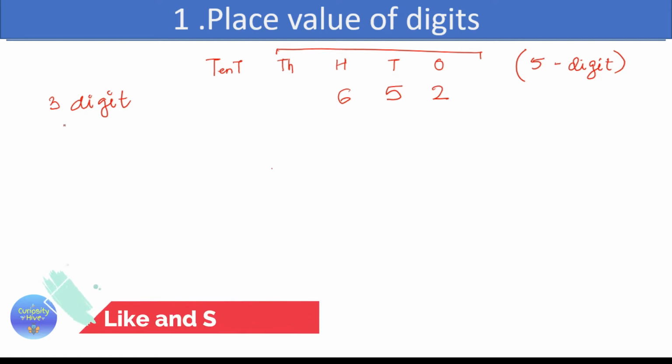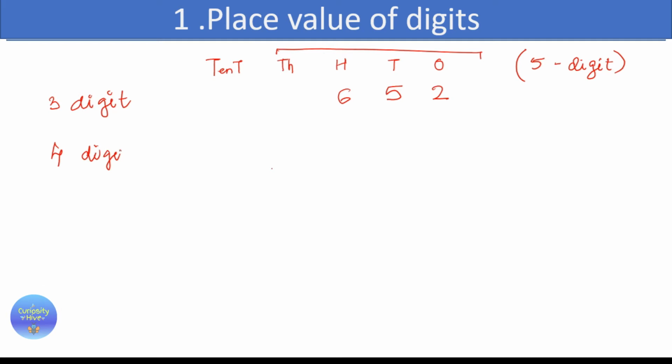Let's go to a 4-digit number. So here I have my 4-digit number. Well, it will start from the thousands place. Let's say we have 5,432. So that will be 5 thousands, 4 hundreds, 3 tens and 2 ones. Let's now look at a 5-digit number. Let me write this number 64325.